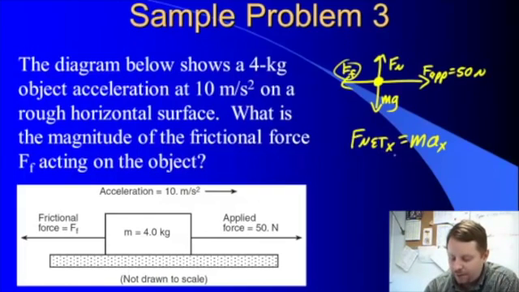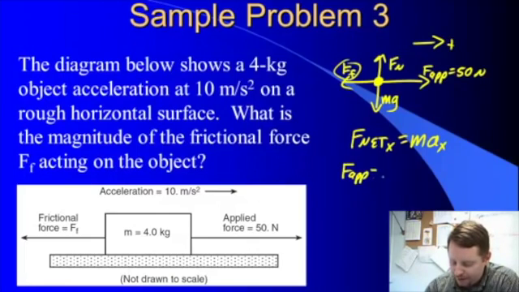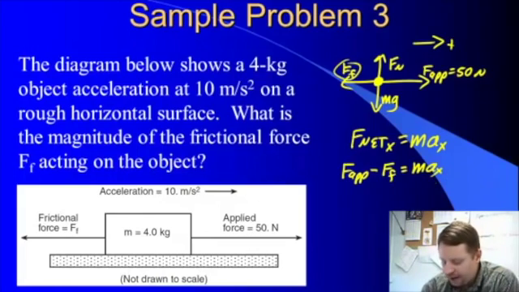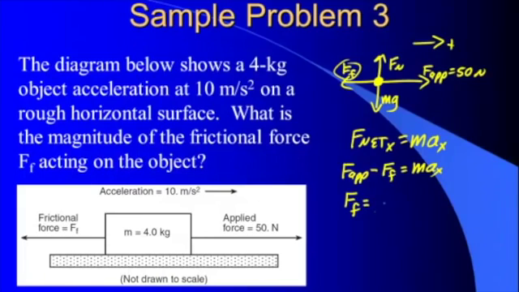Now, we can replace our net force in the x direction by the sum of all forces acting in the x direction. If I call to the right positive, then what I have is F applied, to the right, minus the force of friction must equal ma_x. What I want is the force of friction, so let's solve algebraically for that. Force of friction, therefore, must equal F applied minus ma_x.